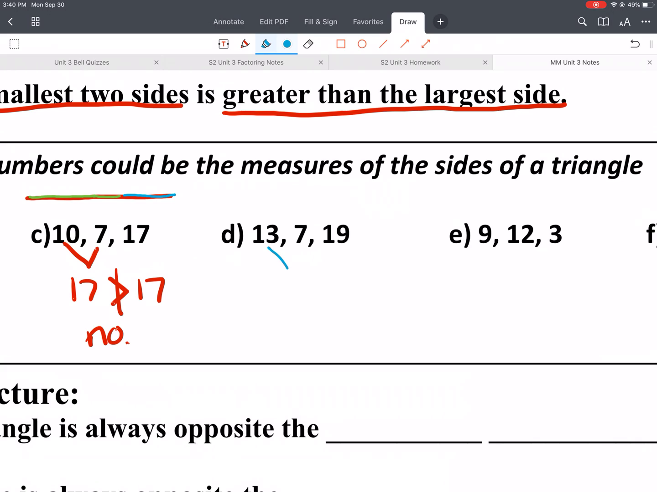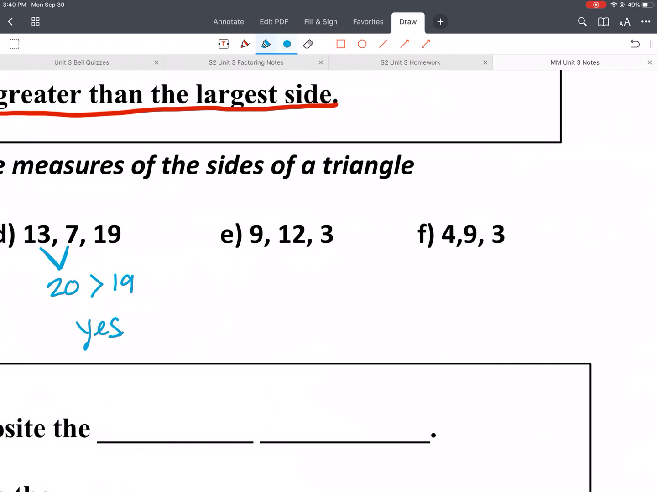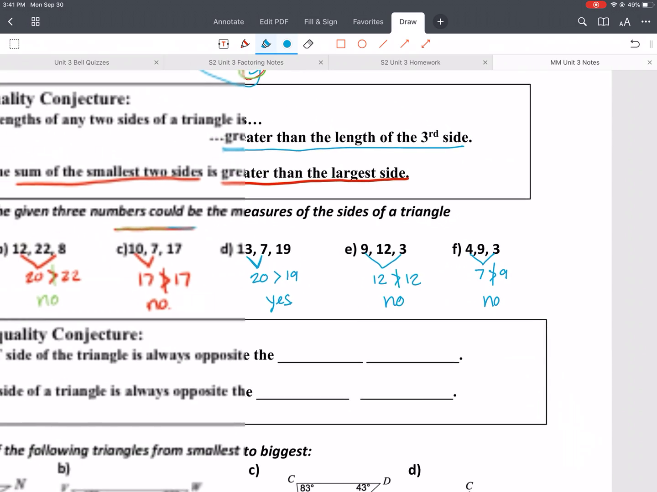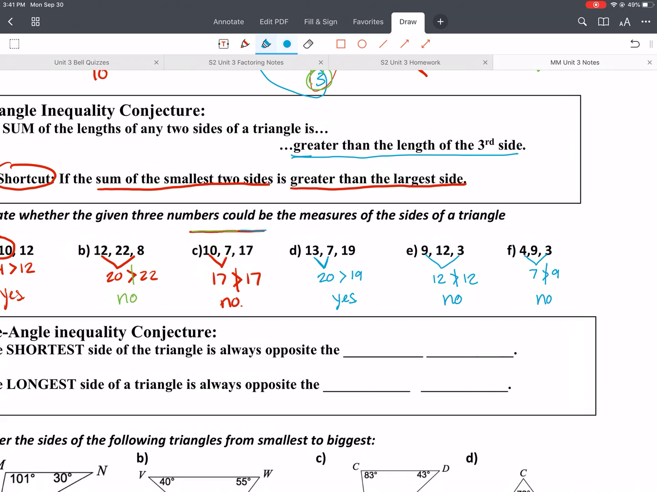All right, next 2 small ones. So pause if you haven't yet. Pause and see if you can do D, E, and F. Add those together, that gives us 20. Is 20 greater than 19? We'd say yes, that would make a triangle. E, add these 2 together, that gives us 12. Is 12 greater than 12? That would be no. And then last but not least, 4 plus 3, that gives us 7. Is 7 greater than 9? And that would be no. That would be false as well. All right, so just add the 2 smallest sides, and they have to be greater than the third side.